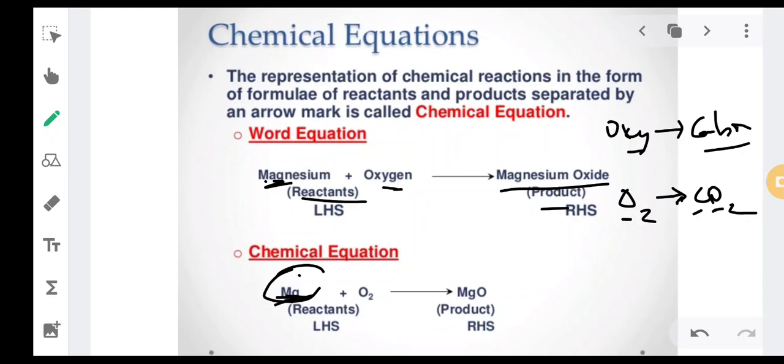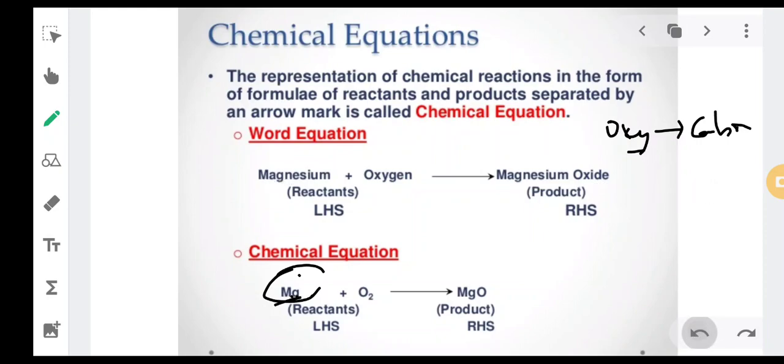So magnesium is Mg, oxygen is O. Every time oxygen is written in O2 format. Last year we had seen why; I won't go into much detail of it. And then the product which is formed is MgO. If you can see over here, magnesium oxide. So magnesium oxide is the product which is formed.